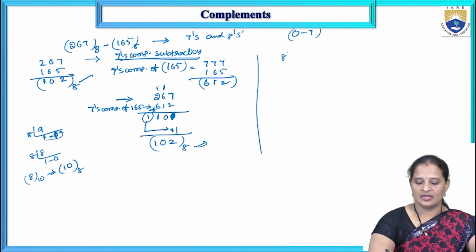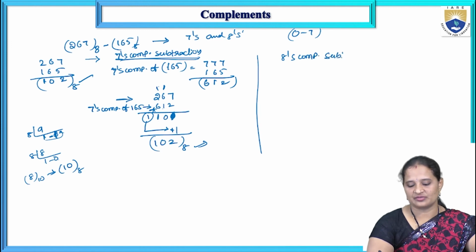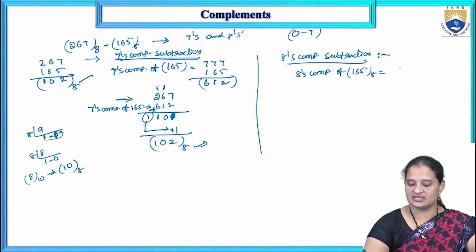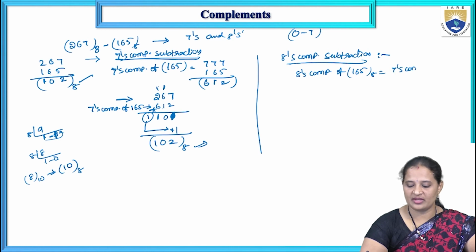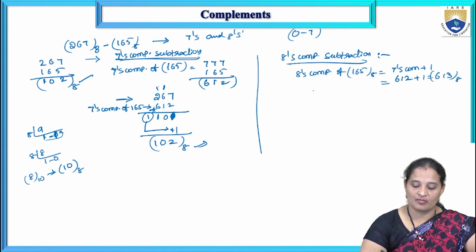Now coming to the 8's complement subtraction. So what we need to do, 8's complement of 165, which is nothing but 7's complement plus 1. What is the 7's complement? We have got 612 plus 1, which is 613. This is the 8's complement.